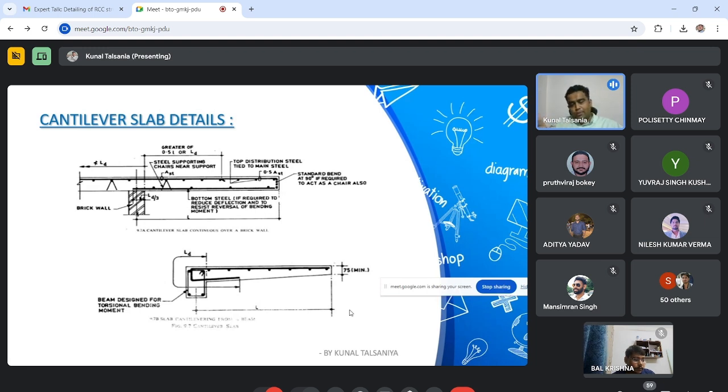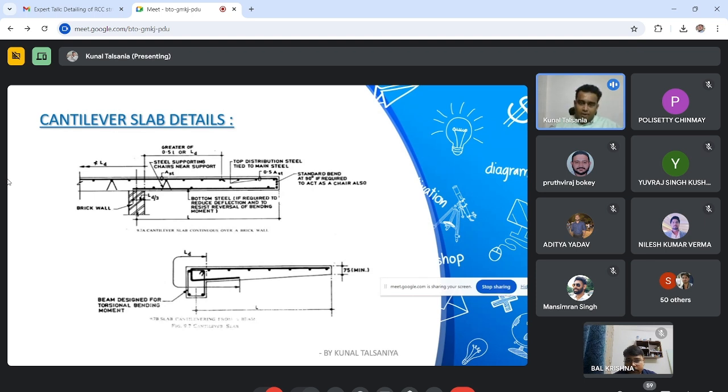What is the L? Suppose this is the L. If the cantilever projection is say 1 meter, then in the top I will extend that steel up to 1.5 meter. At least L, but as good practice you can extend up to 1.5 L, because it requires anchorage. Back anchorage is a must for all cantilever span slabs.